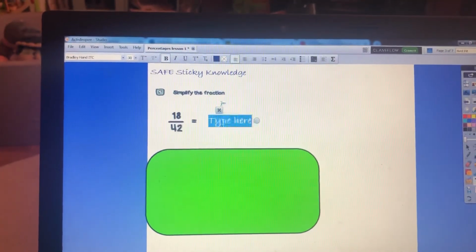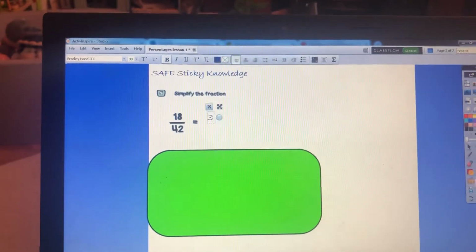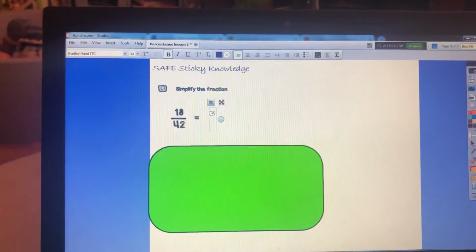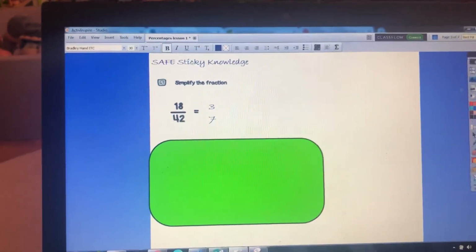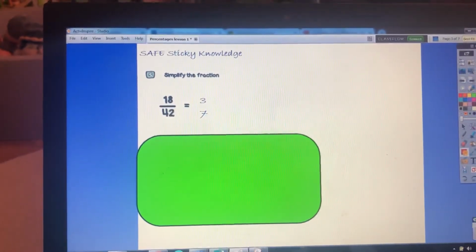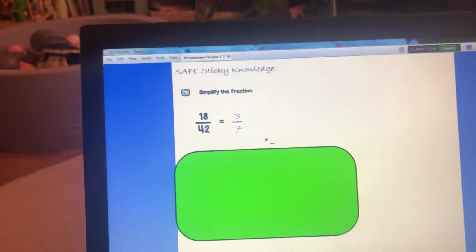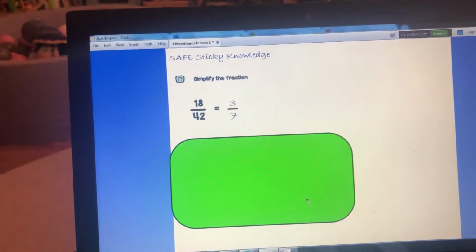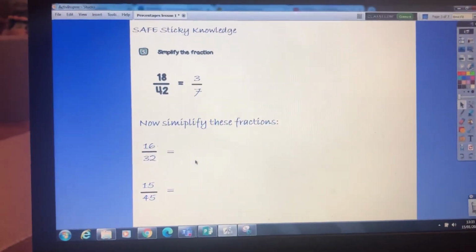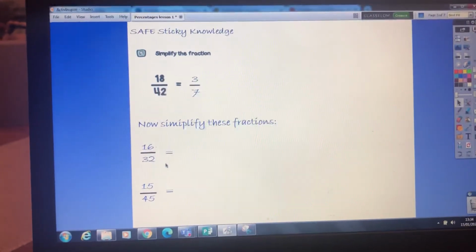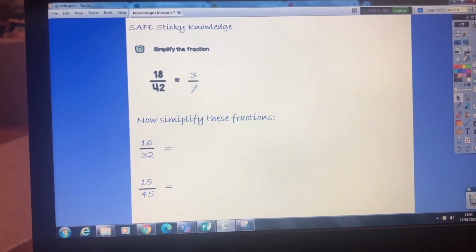So 18 divided by 6 would be 3, and 42 divided by 6 would be 7. So your answer would be 3/7 as the simplest form. The next section that I want you to do are these two questions. So simplify 16 over 32 and 15 over 45, again on your whiteboards.